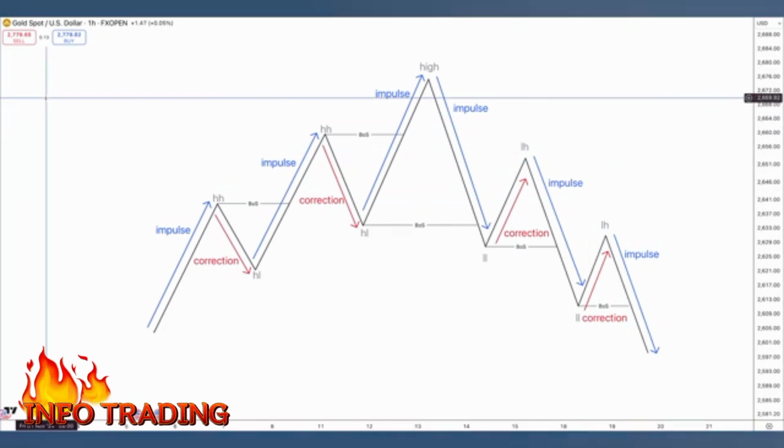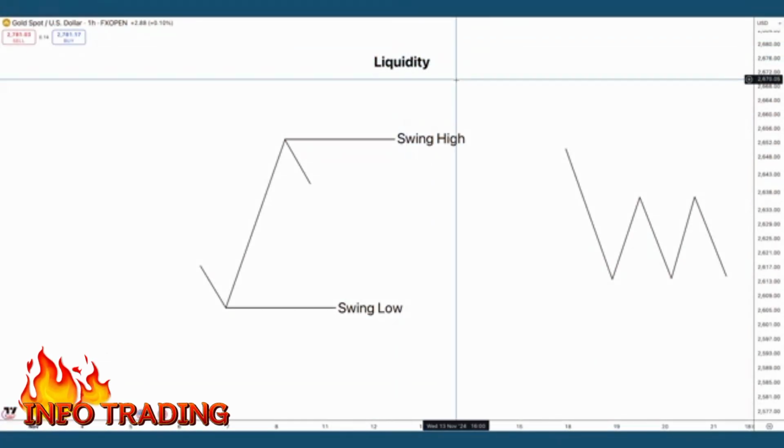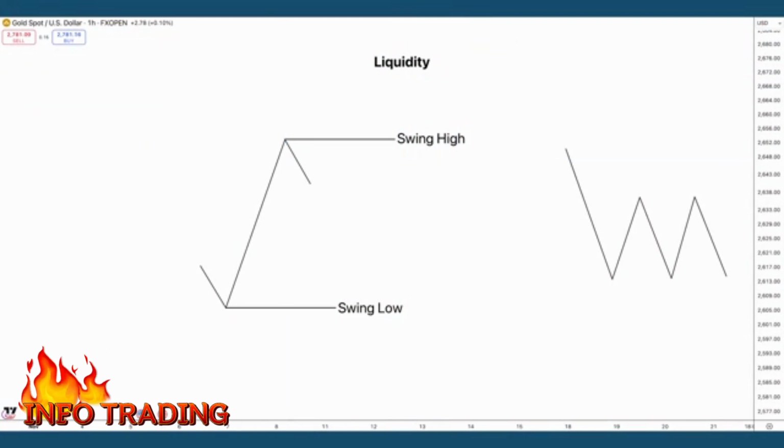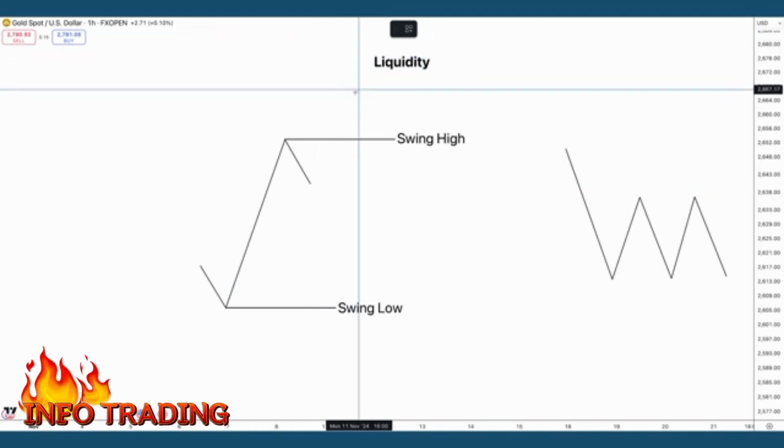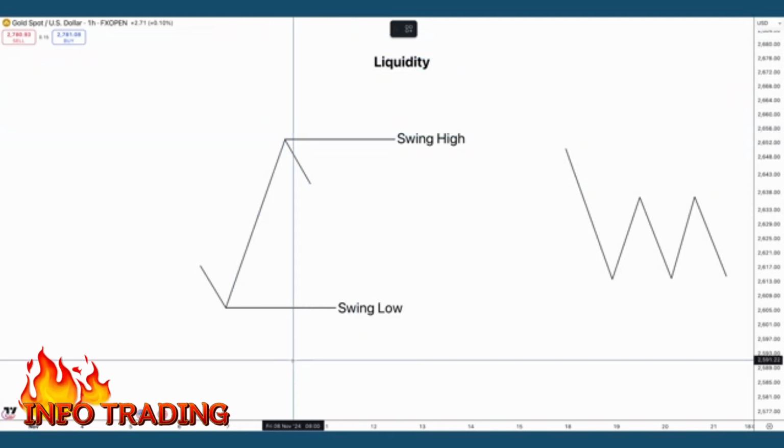Now let's talk about liquidity. Liquidity refers to orders or money. Now, markets move due to orders and money and transactions taking place and passing hands in the market. Now, to understand liquidity, we just want to think about where people are generally buying and selling from.